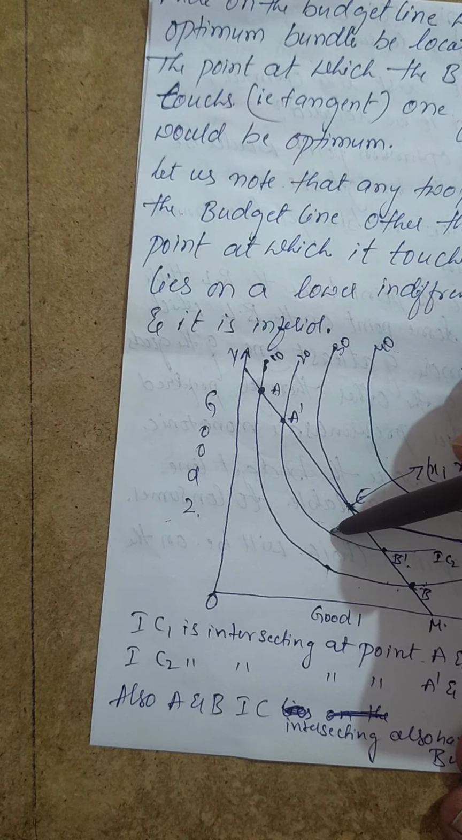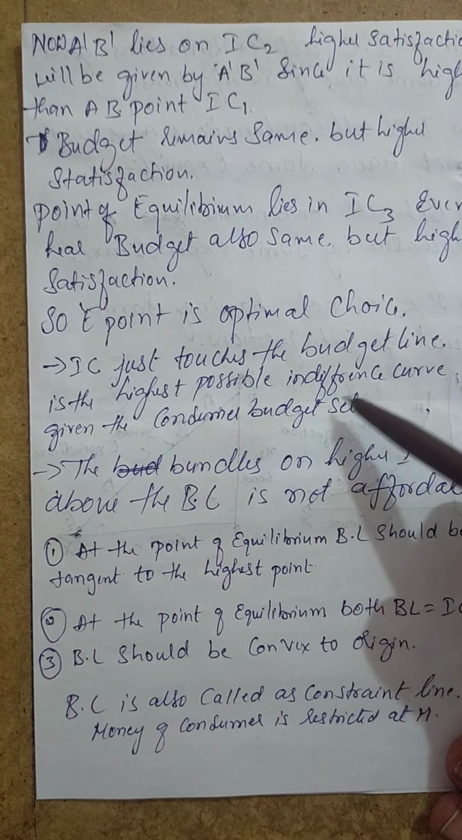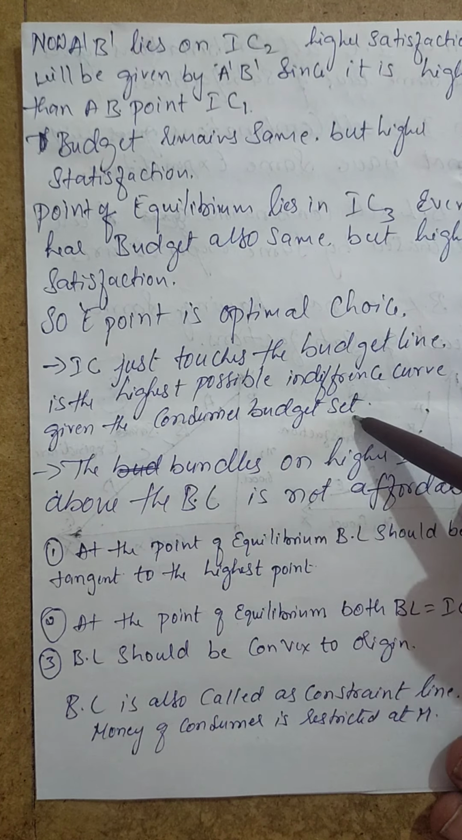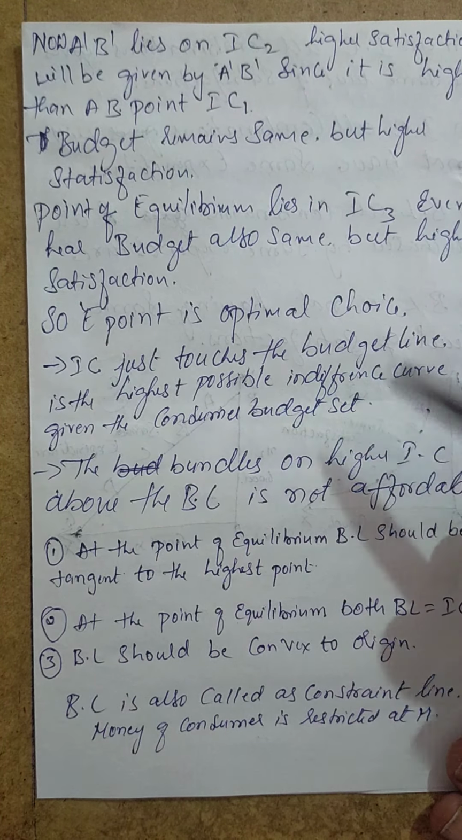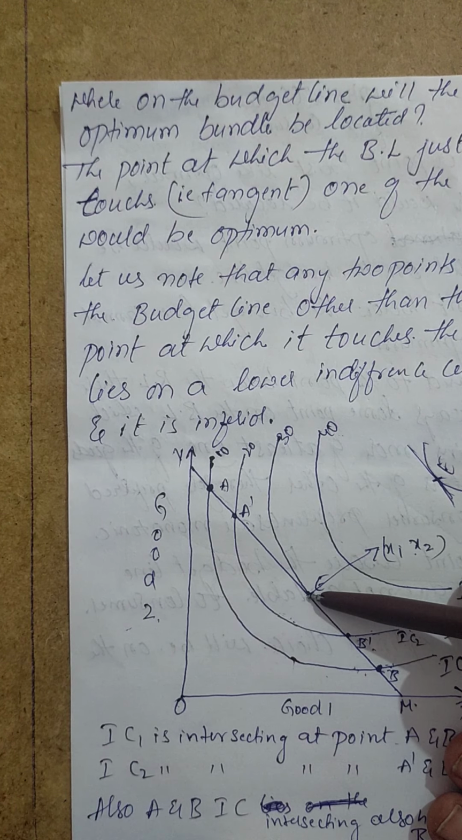The maximum satisfaction is going to get who? The consumer. The indifference curve that just touches the budget line is the highest possible indifference curve, given the consumer's budget set. Yes, that is true. So what is the consumer budget set? X1 good and X2 good will be purchased in the maximum amount for this much money.